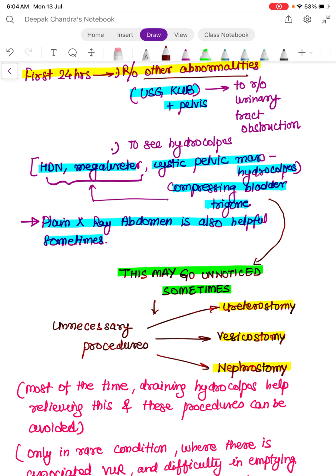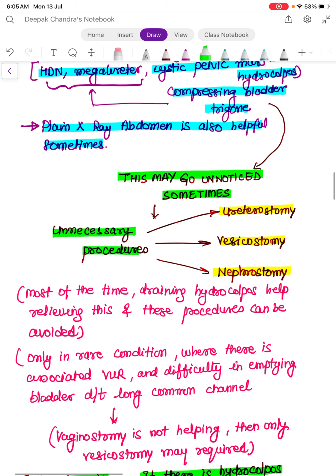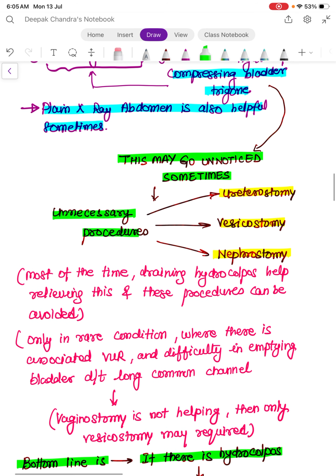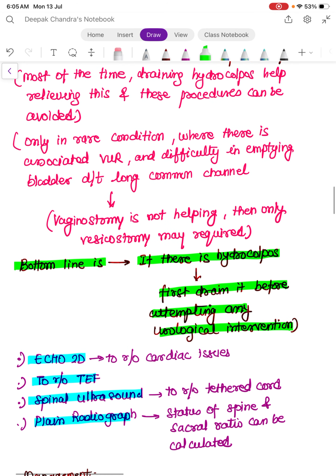If this goes unnoticed, it can sometimes lead to unnecessary procedures like ureterostomy, vesicostomy, nephrostomy. If one drains the hydrocolpos, the majority of these problems will subside, and these unnecessary procedures will not be needed. So the bottom line is, if there is a hydrocolpos, first drain it before attempting any urological intervention.